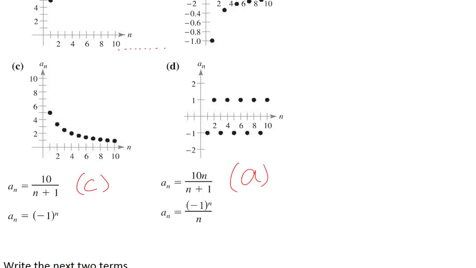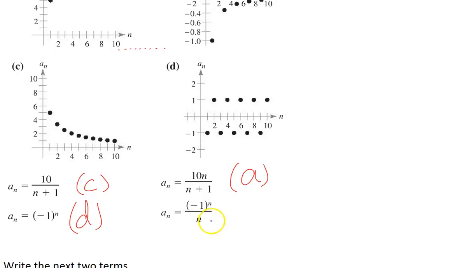Okay, negative 1 to the power n. This seems like an oscillating sequence or an alternating sequence. When n is 1, the value is negative 1. When n is 2, the value is negative 1 squared, which is 1. When n is 3, back to negative 1. When n is 4. So it's going to be D.